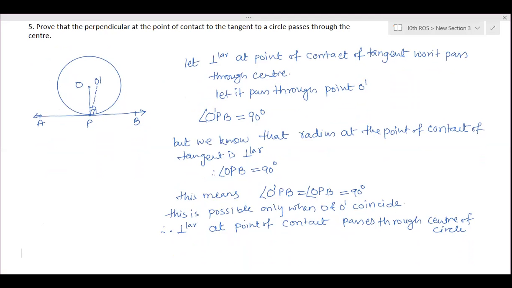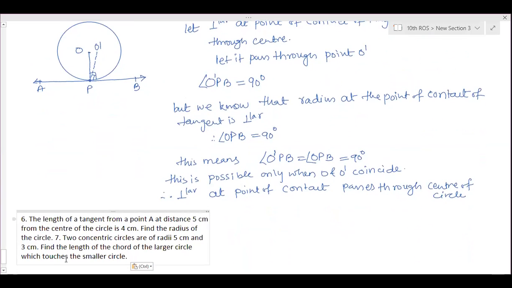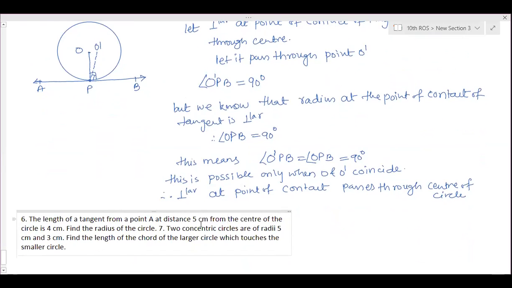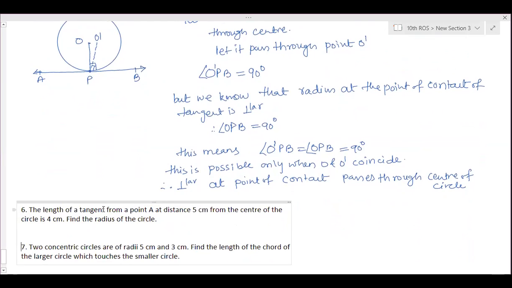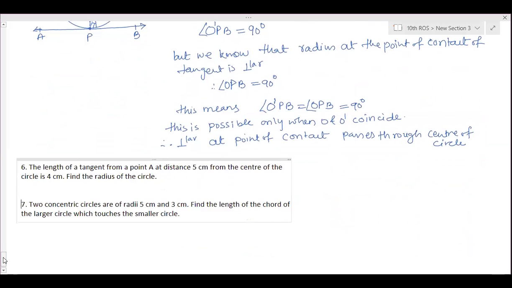Okay, then 6th question. 6th and 7th you can solve. That's easy. Pythagoras theorem you have to use. The length of the tangent from point A at a distance of 5 centimeter from the center of the circle is 4 centimeter. Find the radius of the circle. Draw the circle and check which diagram you have to draw. Both are easy. Both you have to use Pythagoras theorem.